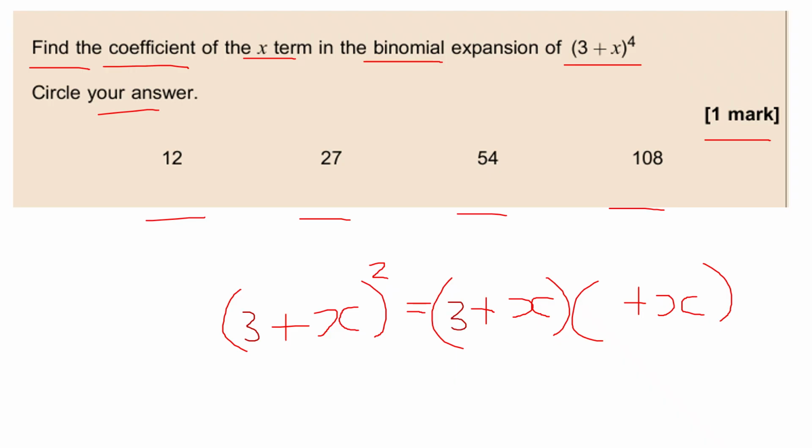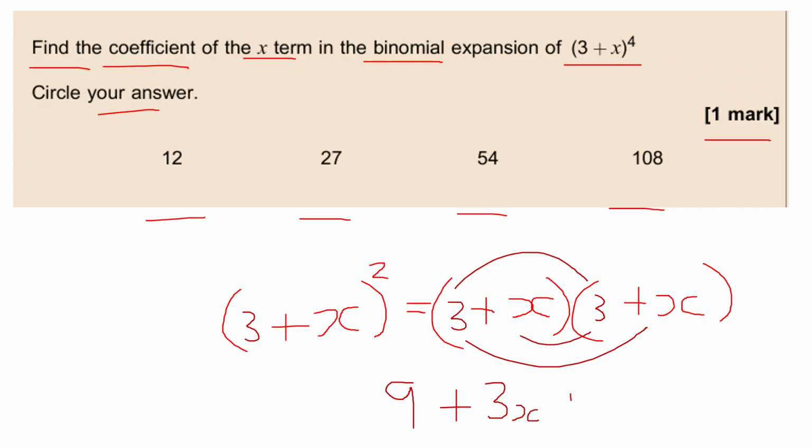So (3 plus x) times (3 plus x). Again, we're going to expand it as normal. So 3 times 3 makes 9. 3 times plus x makes plus 3x. Plus x times 3 makes plus 3x. x times x makes x squared. Now if we collect our like terms, we're going to have 9 plus 6x plus x squared.